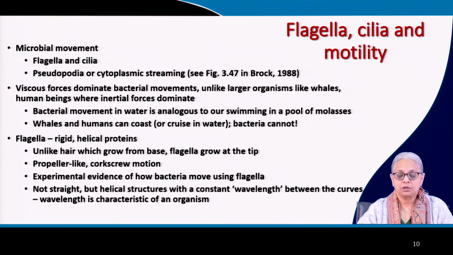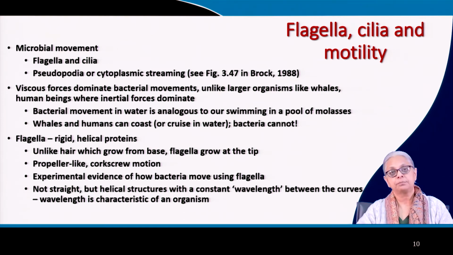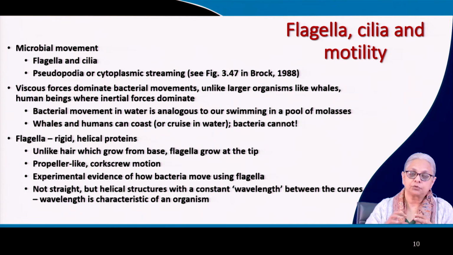Then we come to some other cell organelles: flagella, cilia, and motility. Flagella are used for cell motility, as well as cilia. These two are the cell organelles used by several microorganisms for moving. We also have another example of pseudopodia or cytoplasmic streaming. You can refer to some of the older textbooks for examples of how amoeba creates a false foot and literally streams its cytoplasm in a particular direction to ingest food. So we are going to look at all these different ways of movement within microorganisms.